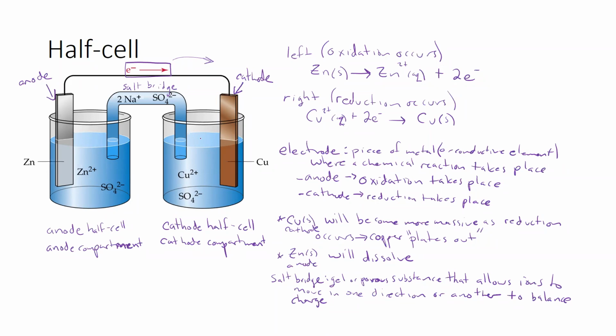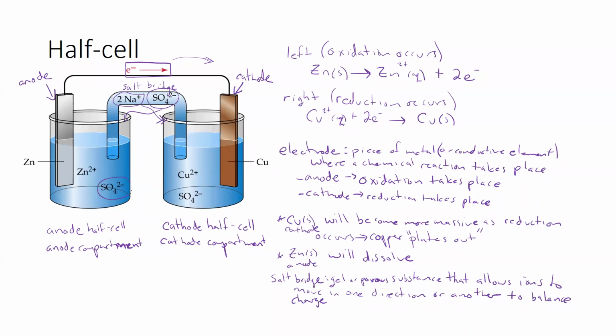So as electrons are moving through the wire from left to right, a negative charge has to be moving over from right to left to balance that. So the sulfate ions in this particular diagram would move from right to left. And you can also have the sodium ions, which is a positive charge, moving from left to right, along with those electrons, in order to keep the charges in these two half cells balanced.